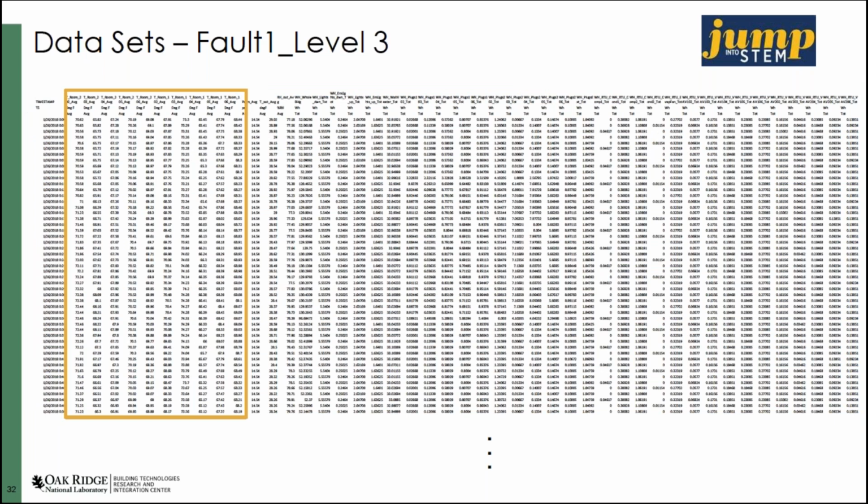For the level 3 data set, there is additional information shown in the orange square box as well. This is basically the zone temperature for the 10 rooms, and that information can also be used to find the anomalies in the building operation data. Next.